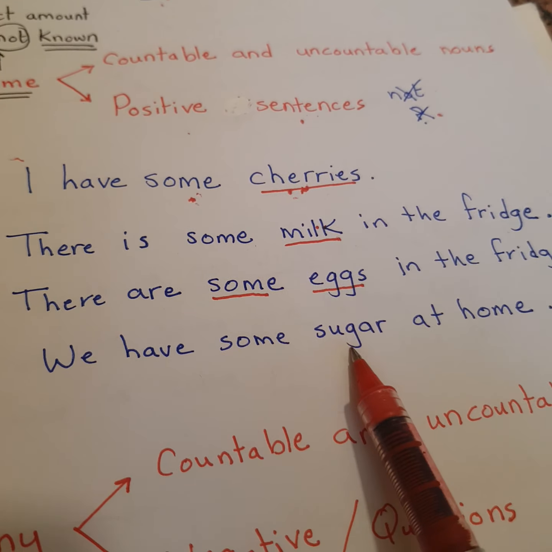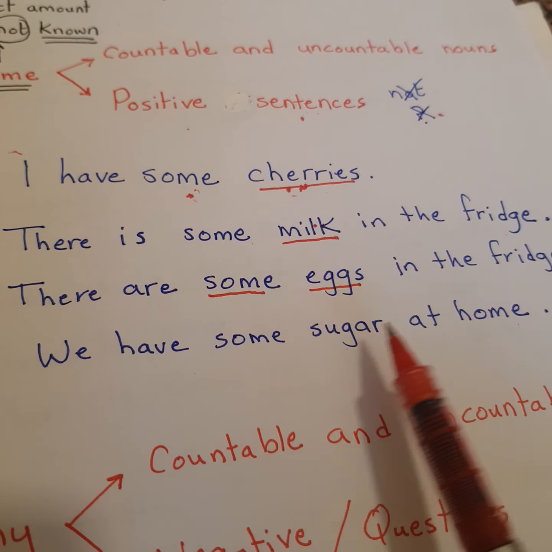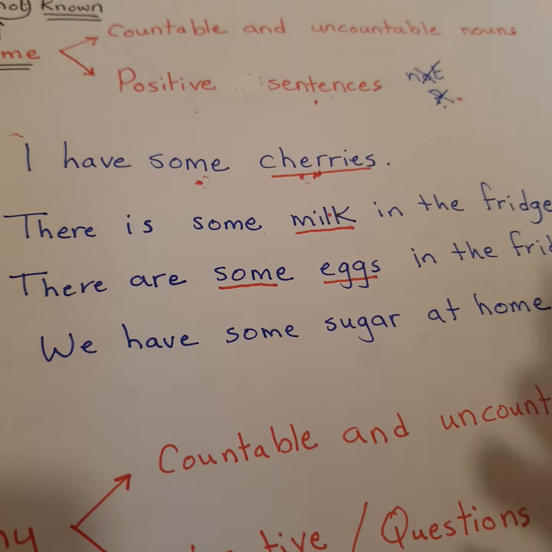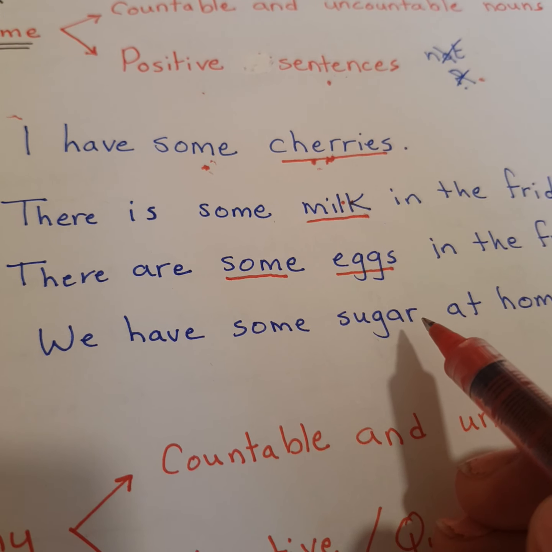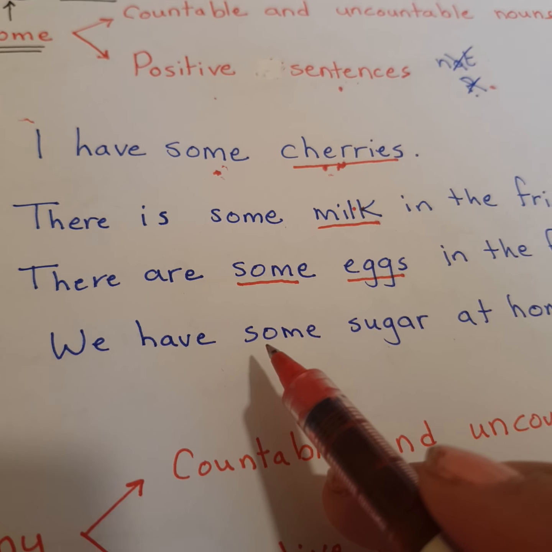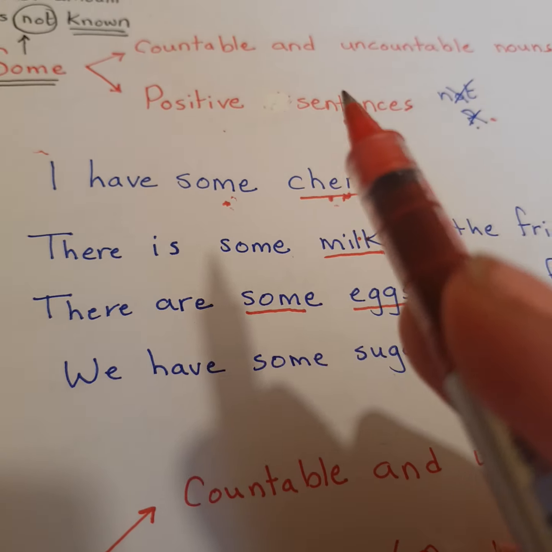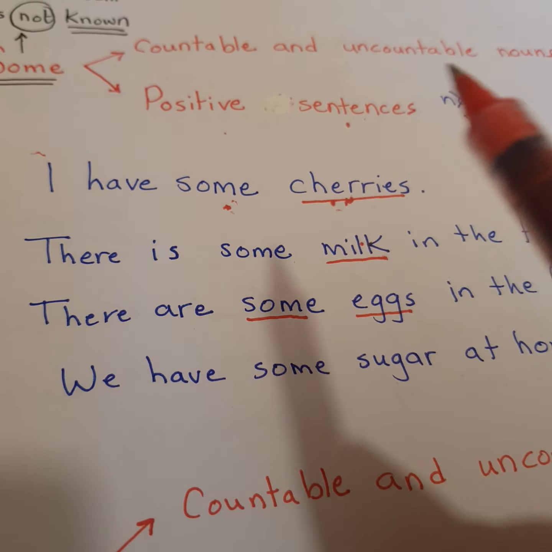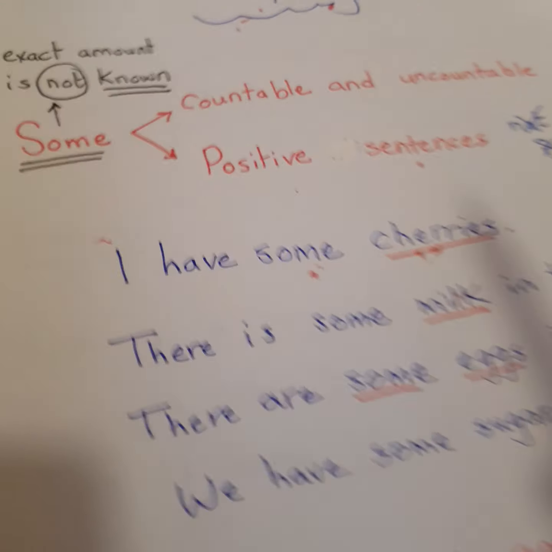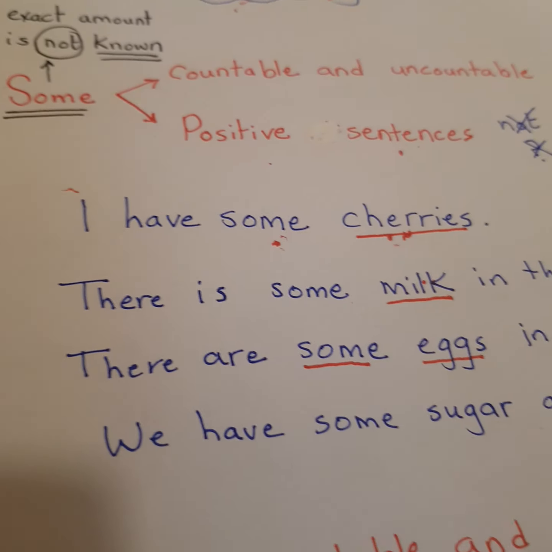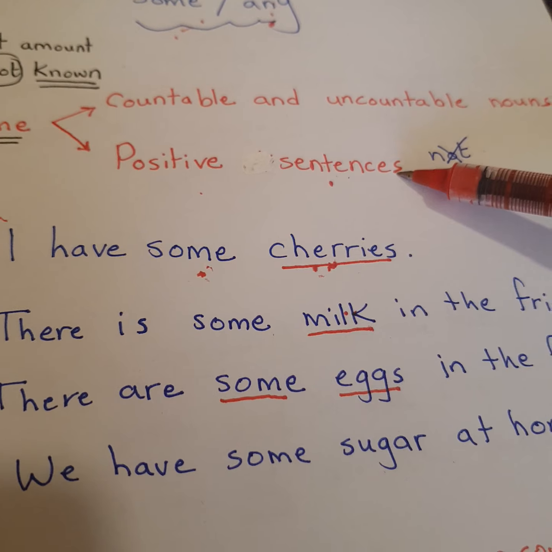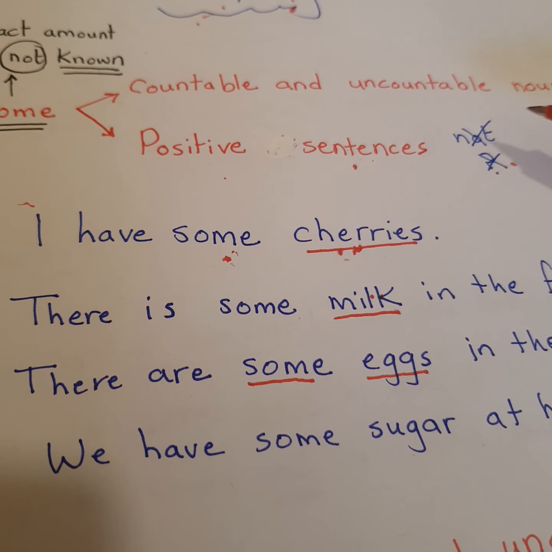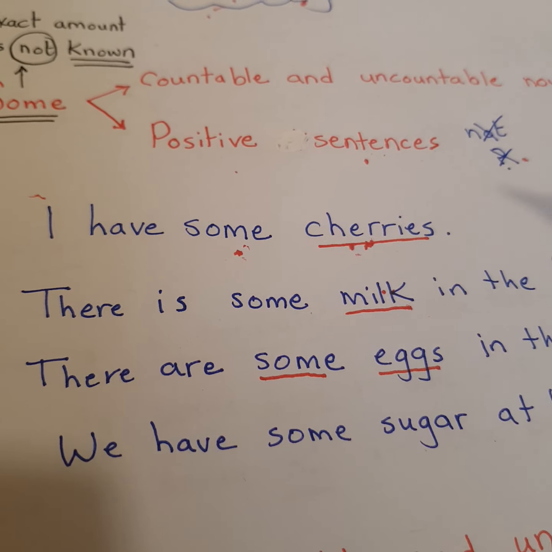We have some sugar at home. Sugar is uncountable. So we used some. So we use some with countable and uncountable nouns, in one condition: the sentence is positive. الجملة مثبتة. With no negative and no question.